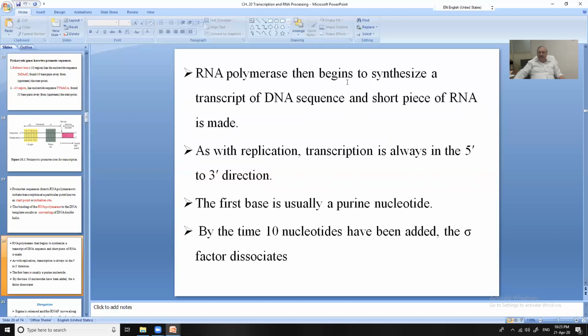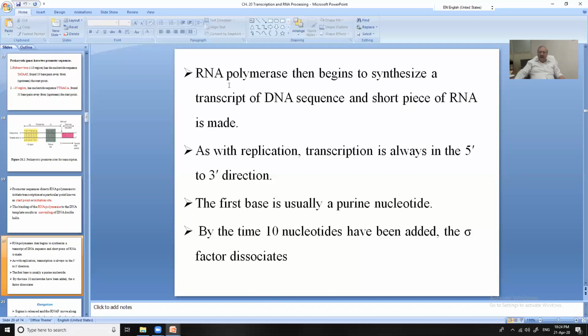RNA polymerase then begins to synthesize a transcript of DNA sequence and a short piece of RNA is made. As with replication, transcription is always in the 5' to 3' direction. The first base is usually a purine nucleotide. By the time 10 nucleotides have been added, the sigma unit is dissociated. It dissociates. So I told you that it is a temporary site and it is removed after the addition of 10 nucleotides in the messenger, in the RNA, I can say.